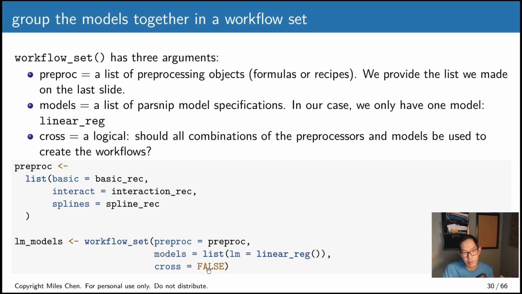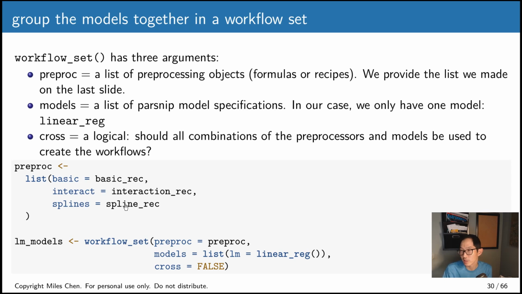And then here we won't do all of the combinations of preprocessors and models because we just have one model, so it'll just get recycled. So we will have a basic LM, an interact LM, and a splines LM. And so we'll have 3 models there. If we wanted to, we could have the recipes and the LM.